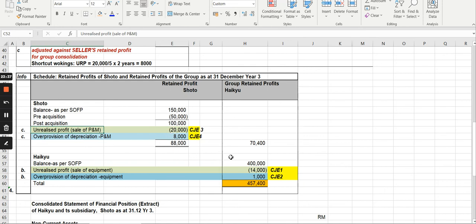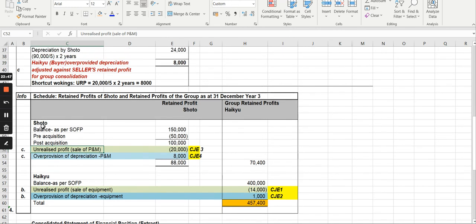retained profit. So then for that, both for unrealized profit and over provision of depreciation, since Hi-Q is the seller. For the case of plant and machinery, Shoto, the subsidiary, is the seller. For the second situation C. So therefore, you can see consolidation journal entry E and consolidation journal entry here, number 3 and number 4, which is adjusting the retained profit of the seller, where the seller for the plant and machinery is Shoto, the seller for equipment is Hi-Q.